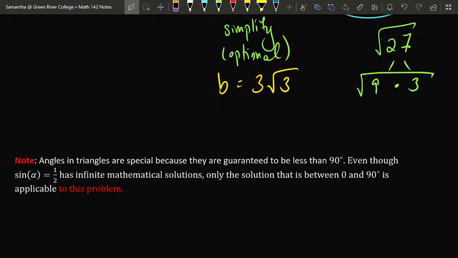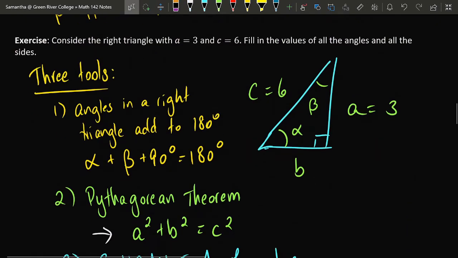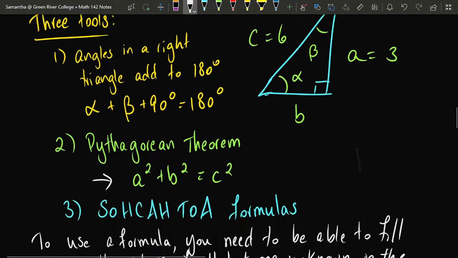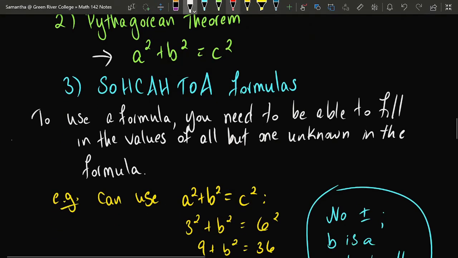That's optional, however. I'm going to mark this with a box because this is one of the quantities that I need to fill in the blanks of the given right triangle. So, what is left to determine? The thing left to determine is alpha and beta. So I'm looking for a formula that contains either alpha or beta, but I'm looking for a formula where I can fill in the blanks of all but one variable in the formula.